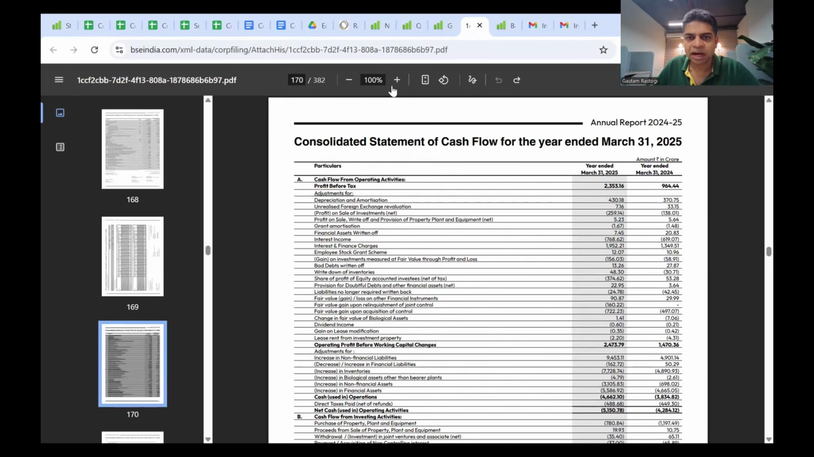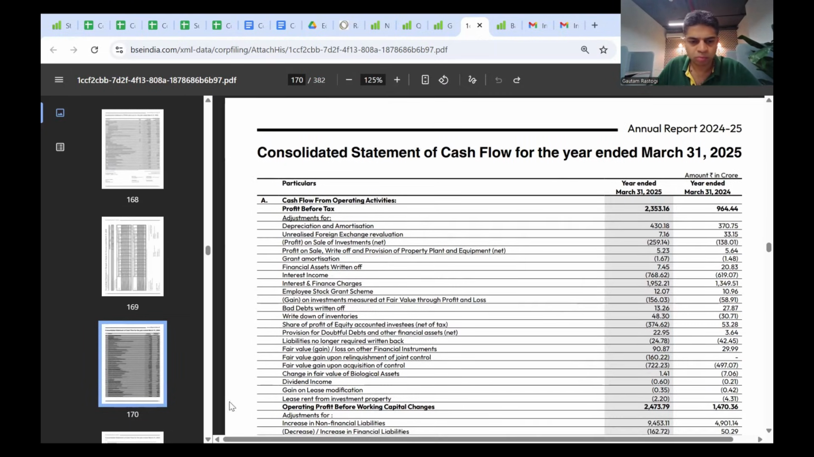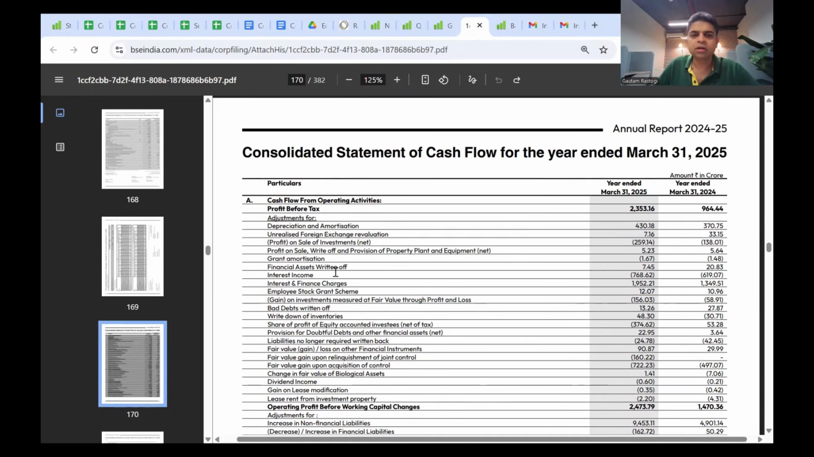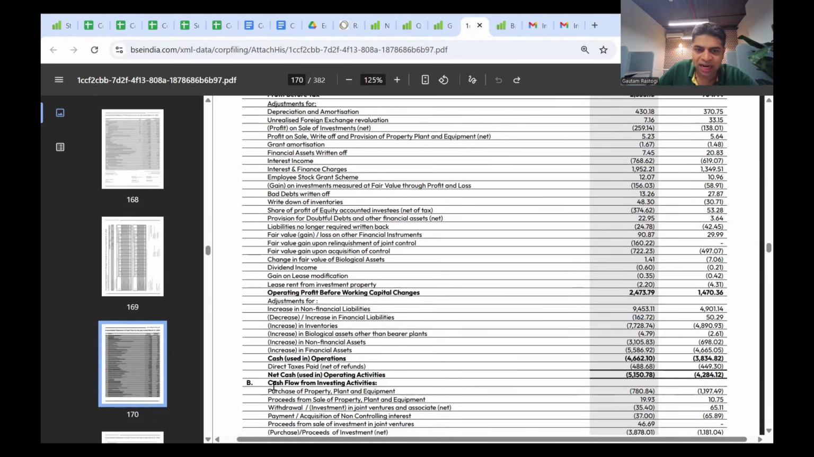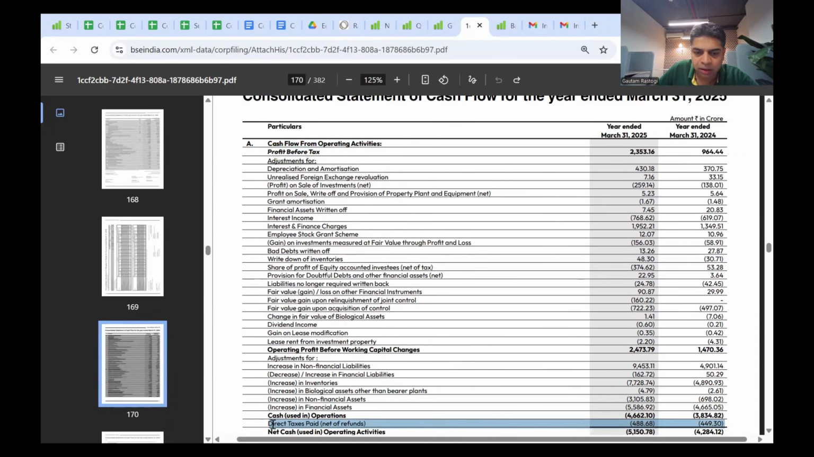This is the cash flow statement. Let me increase the zoom a little bit. Okay, so cash flow statement from operating. If we first take a look at the total cash generated from operating activities, we would see that total cash generated from operating activities in both years is negative. The question immediately comes to your mind: why is it negative? Cash flow from operation itself is negative.